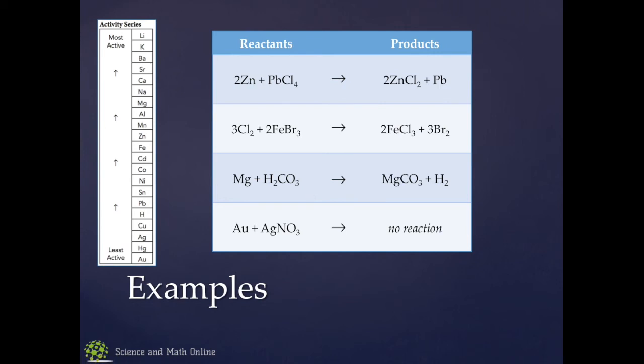So that's single displacement reactions. You use the activity series. If the element is higher on the list, the reaction occurs. Use your ionic charges to figure it out. You also identify this reaction because it's an element plus a compound. And so that's how we identify it. Then we'll move on to its cousin, double displacement reaction, in the next lesson.